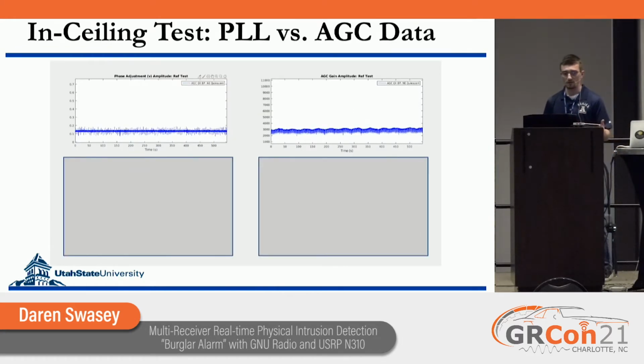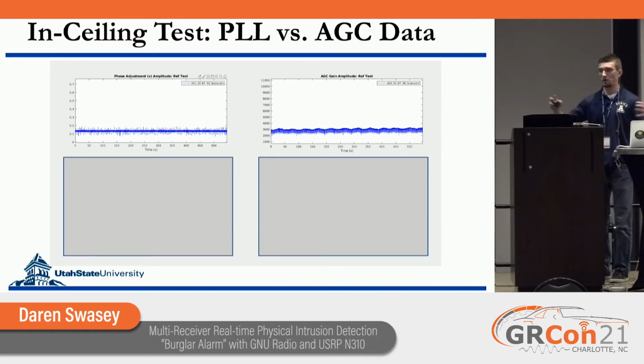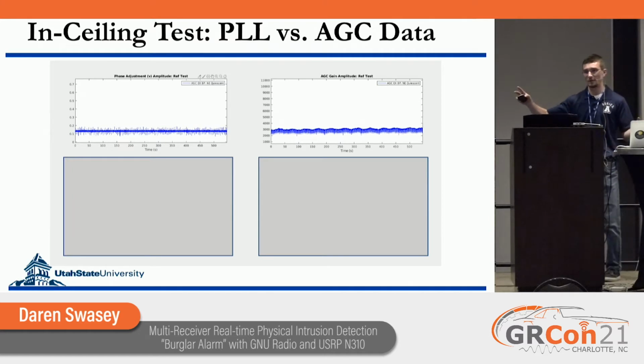So I transitioned the receiver to the southwest corner of the building in the ceiling. And for these results, the transmitter was in the southwest and the receiver was in the northeast. The reason I did that was because the farther apart the receivers are, the better data you get, because there's less of a direct path and there's more opportunity for an intruder to interfere with that signal in a channel. So on the left is the PLL results.